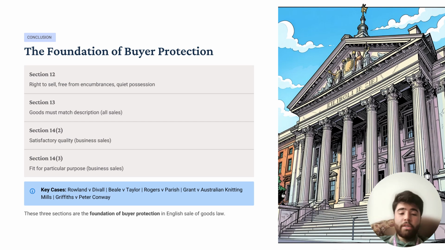To summarize everything I have covered today, Section 12 protects buyers by ensuring the seller has the legal right to sell. The key case is Rowland v. Divall. The seller must also ensure the buyer enjoys quiet possession of the goods. Section 13 protects buyers by ensuring that goods match their description exactly. The key cases are Beale v. Taylor and Re Moore v. Landauer. So together these three sections form the most important protection for buyers under English sale of goods law.